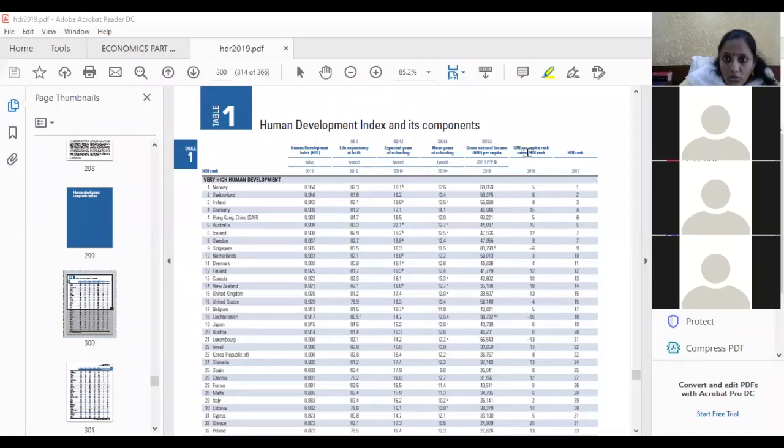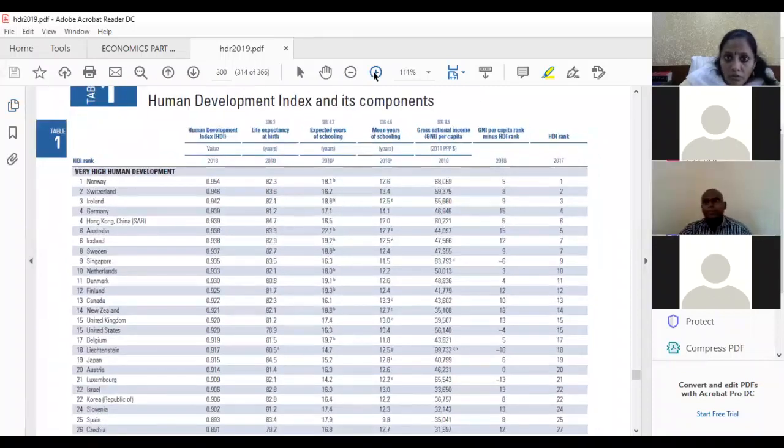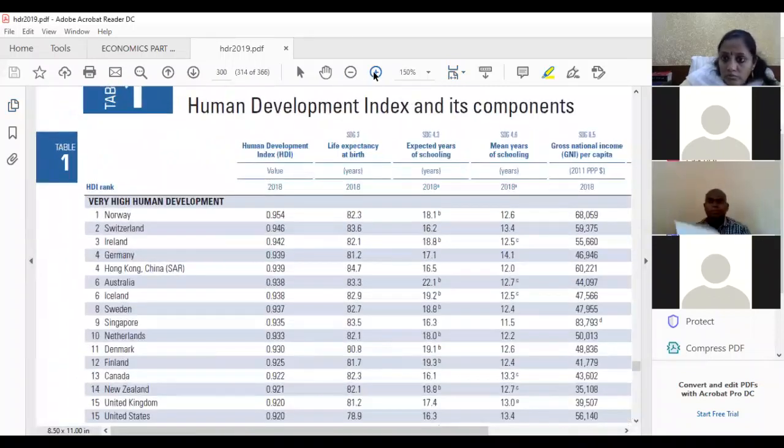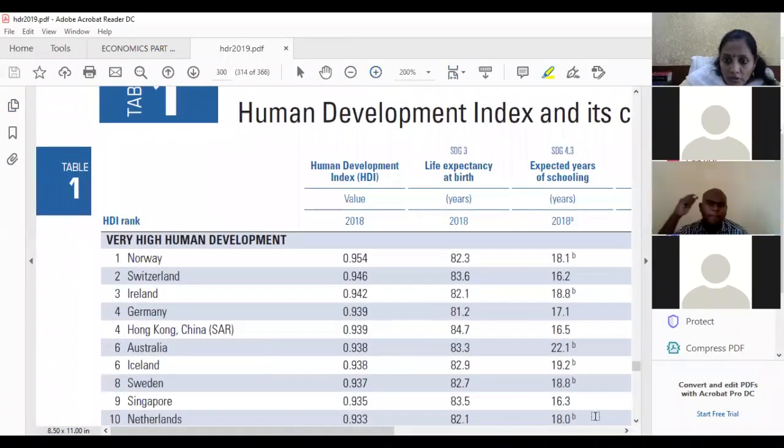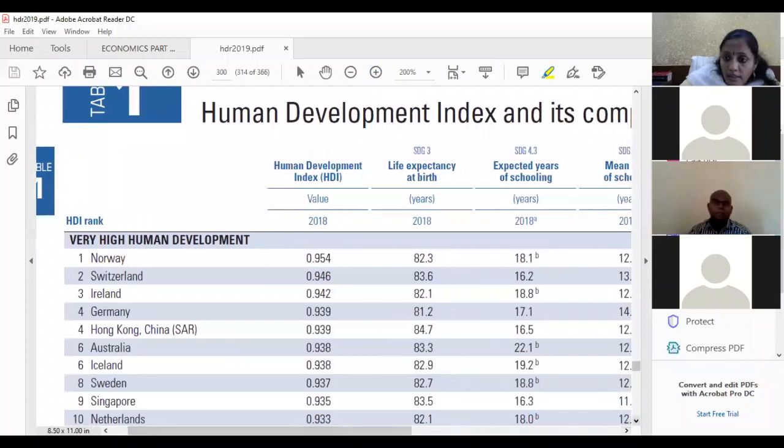Okay, so this is 2019's HDR report. I'm trying to zoom it out. UNDP's HDR report. We are going in a descending order. People, please see the first category is called very high human development. And you can see that the values are going to be between 0 to 1. And you can see Norway is on the top.